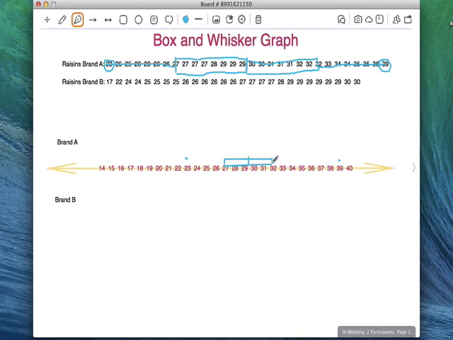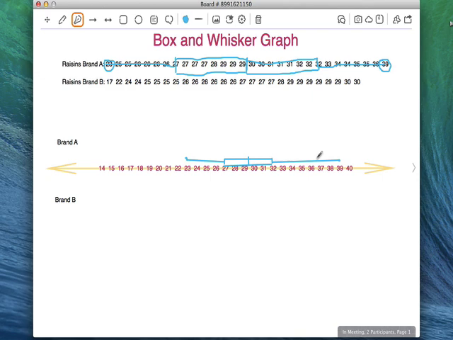Not doing a real good job of this, but I think you get the idea. And there we have a Box and Whisker. We have the whiskers, the box, the lower box, the upper box, and the upper whisker.